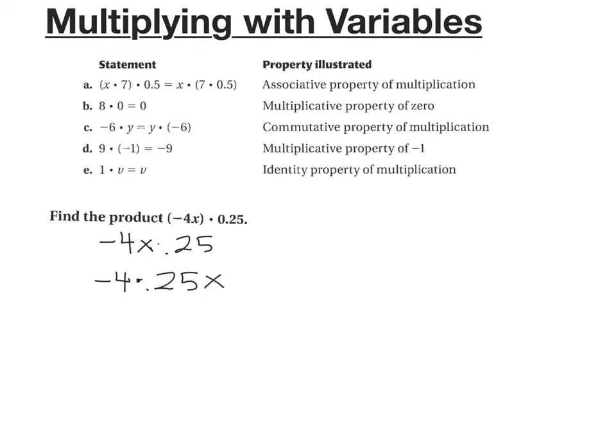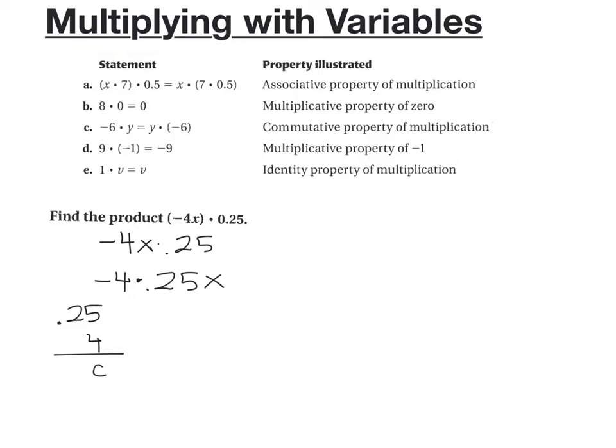Now I can just do the order of operations. I could do my multiplication from left to right. That means I'm going to do -4 times 0.25. And when I'm calculating this, the commutative property, remember, lets me change the order. So I'm going to do -0.25 times 4. Because I know I have a negative times a positive, I know my answer is going to be negative. So when I'm writing this, though, I'm just going to write 0.25 times 4.